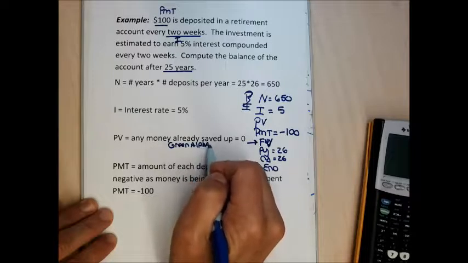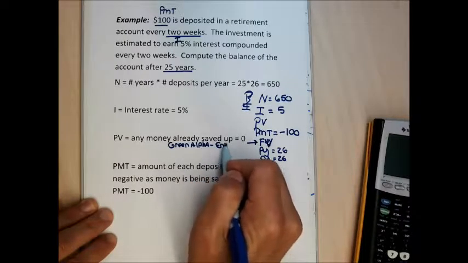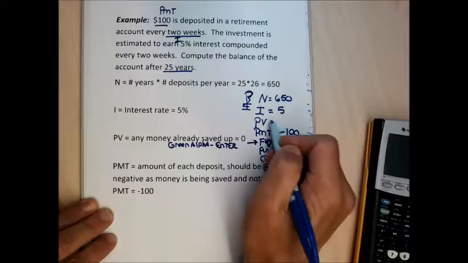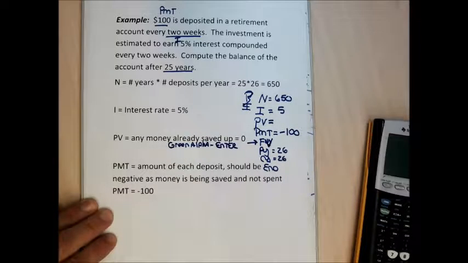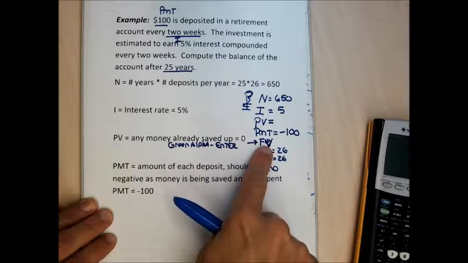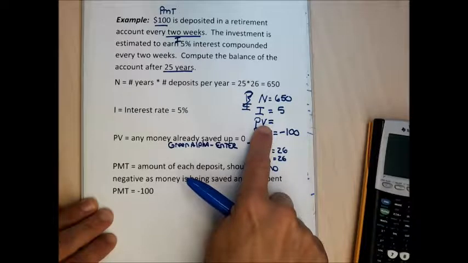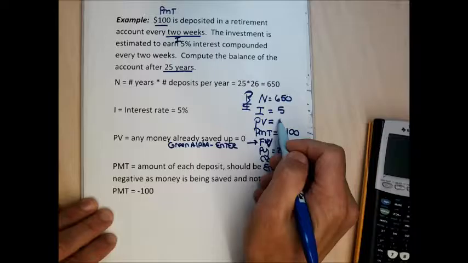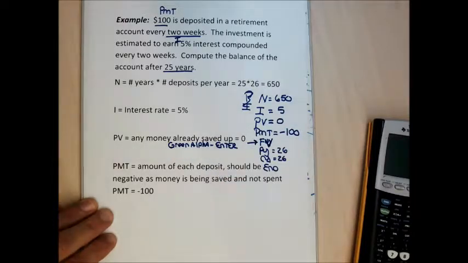So hit green alpha and then enter. But I need to get a value in for the PV before I do that. In the car problems, the FVs were always assumed to be 0. The PV in savings problems is any money that we already have saved up. Because we don't have any money saved up, I'm going to put a 0 there.